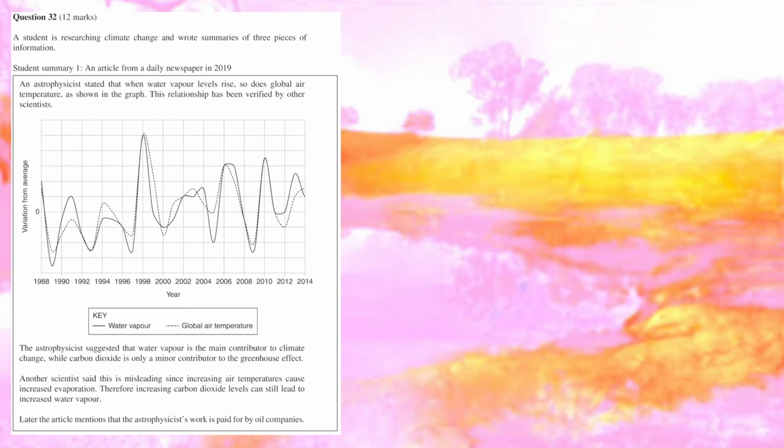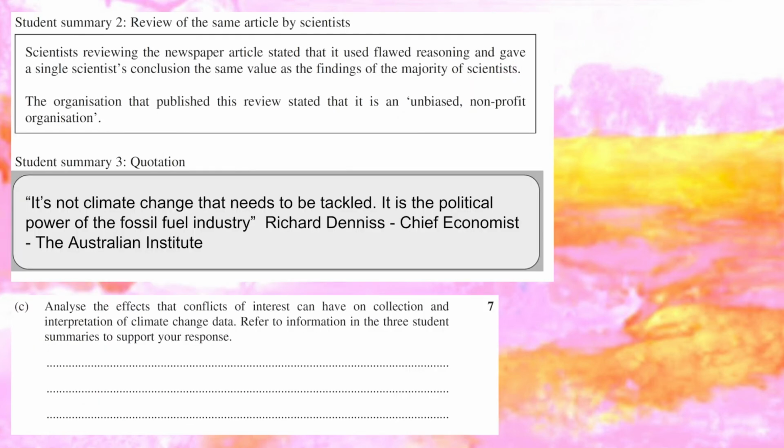Now, the last question in 2020, similar sort of idea here. What we have, though, is 3 bits of data. They're all relating to climate change, and this one here is a student summary of a newspaper article, showing a graph and a little bit of information. And then you also have a statement where scientists looking at the article have said that it's probably not all correct, and then a quotation from an economist. And to answer this question, what you've really got to do is take all the bits of information.